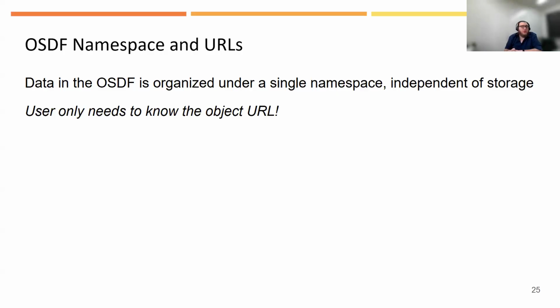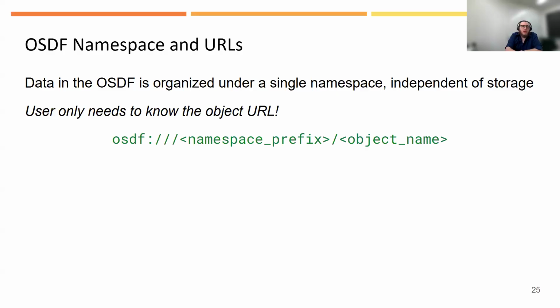They don't need to know, is it stored in an S3 system? Is it stored on POSIX? Is it stored on Ceph? They don't need to know any of that information. This is set up and plugged in by the origin. All the user needs to do is say, here's my URL.